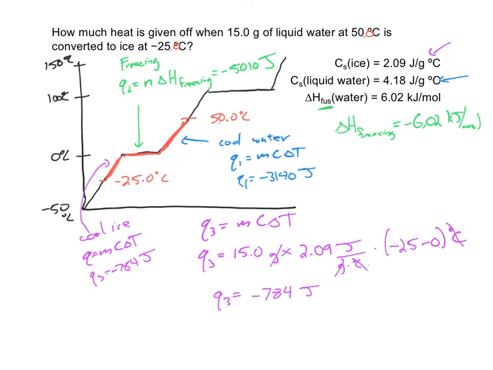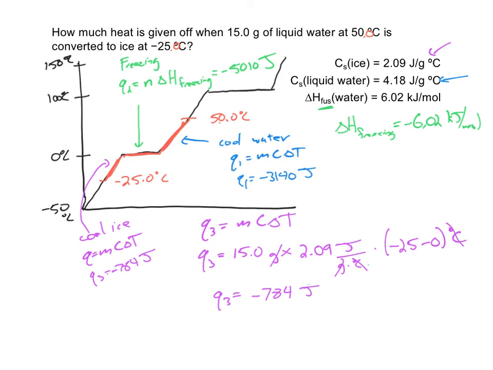And now if you notice, all of the signs were negative, right? So when I'm going in this direction, when I'm cooling, that's always going to be the case. All of those steps will be exothermic. If I was going in the other direction, all of the Q's would have been positive. So they always have to have the same sign. I shouldn't get some positive and some negative. If you do, something has gone wrong. When we're going in this direction, they should all be negative.